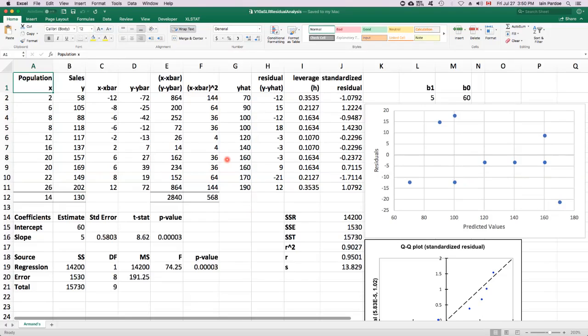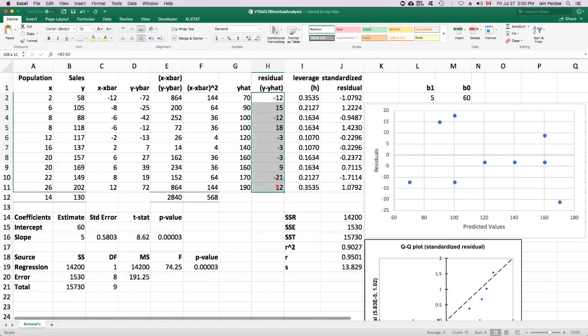So to start with, we're going to look at the calculation of the residuals. The residual is the difference between the observed y and the predicted y, which we're calling y hat. And remember, the predicted y is obtained from the estimated equation. So 60 plus 5 times 2 comes to 70 for this observation. And then 58 minus 70 comes to minus 12.